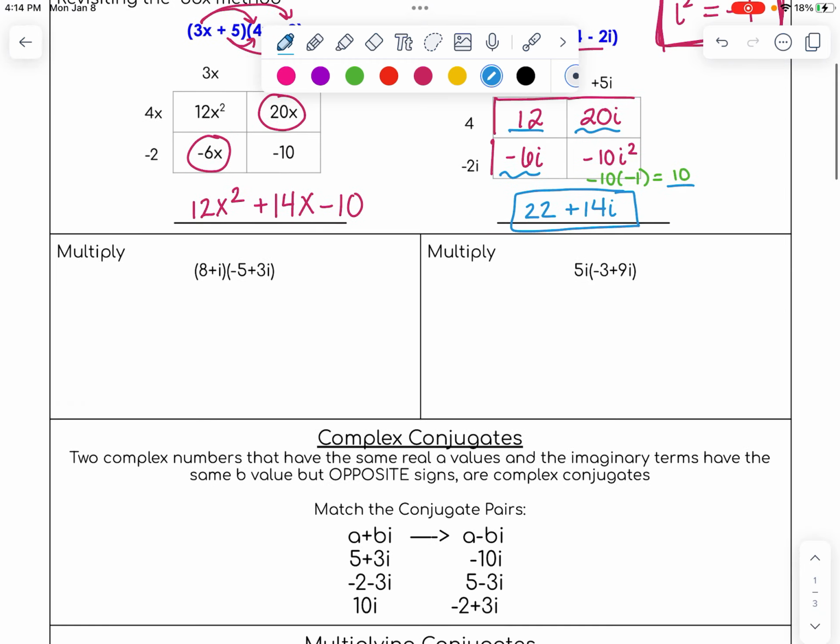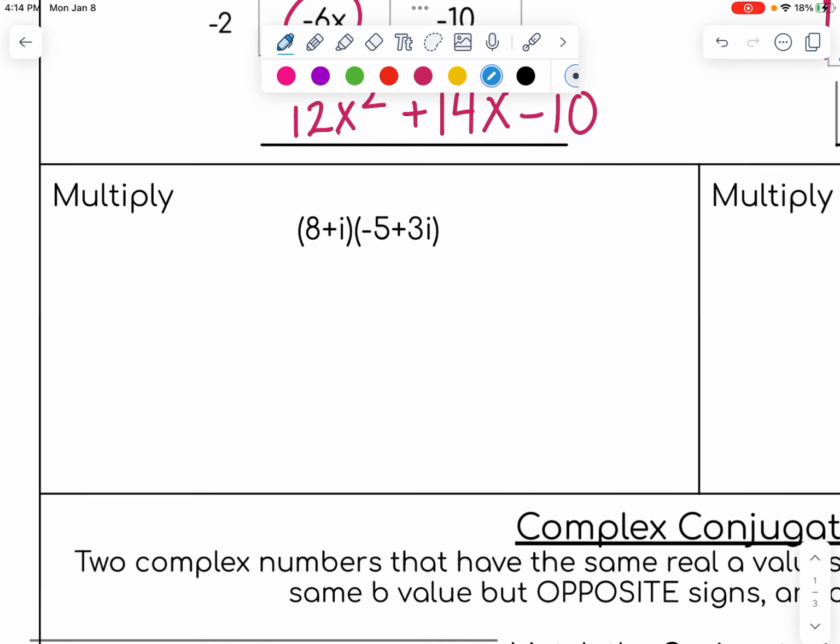Let's try another one here. So again, I've got a multiplication problem. You can set up the box method, but for this one, I'm going to show you the distribution using the FOIL method, and then you can choose which one you prefer. Using the FOIL method, F stands for first, so I'm going to multiply the firsts together. 8 times negative 5 is negative 40.